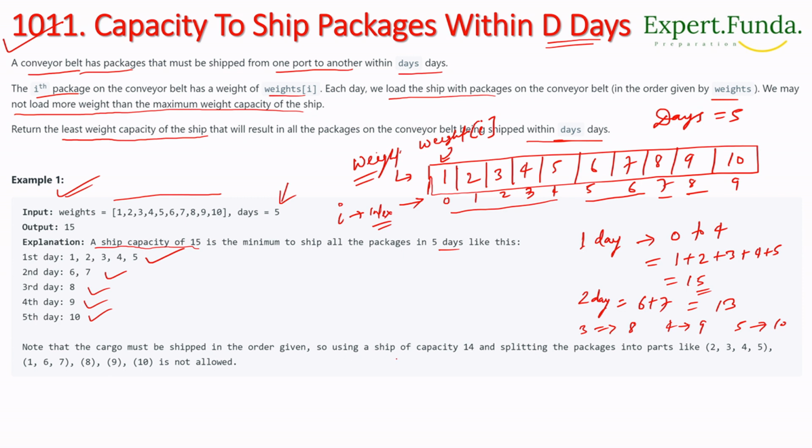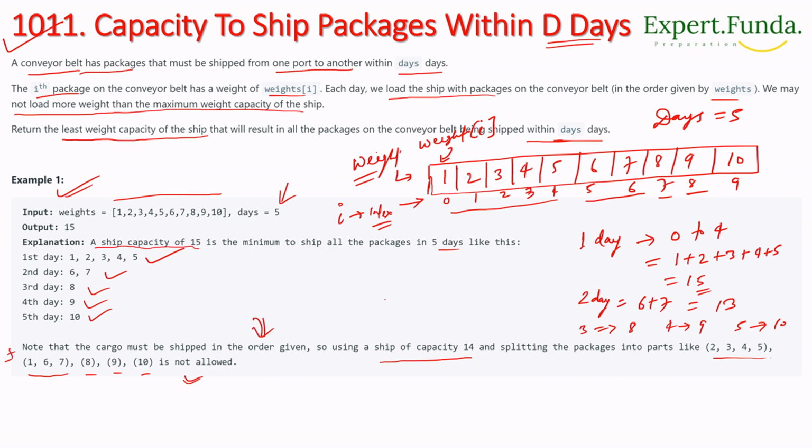So using the ship of capacity 14, splitting the packages into parts 2 3 2 3 4 5, then we will take 1 6 7, and then 8 9 10 is not allowed. Okay, so we have to ship in the order in which it is coming, right? That's why it is saying the note that the cargo must be shipped in the given order.